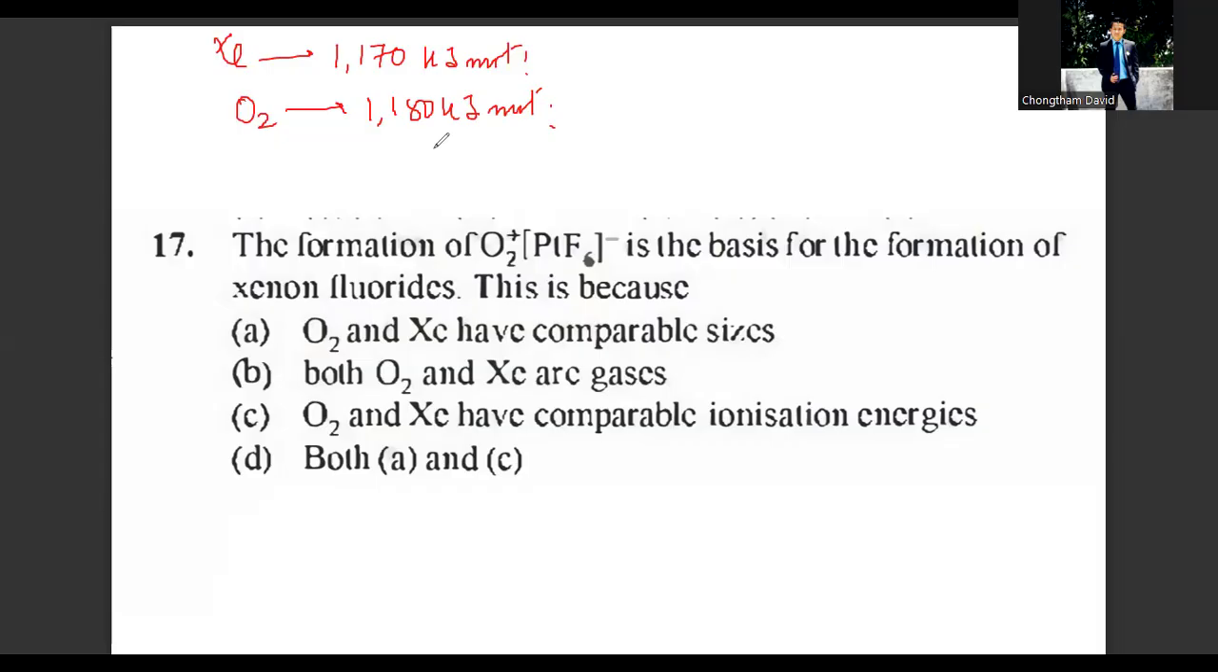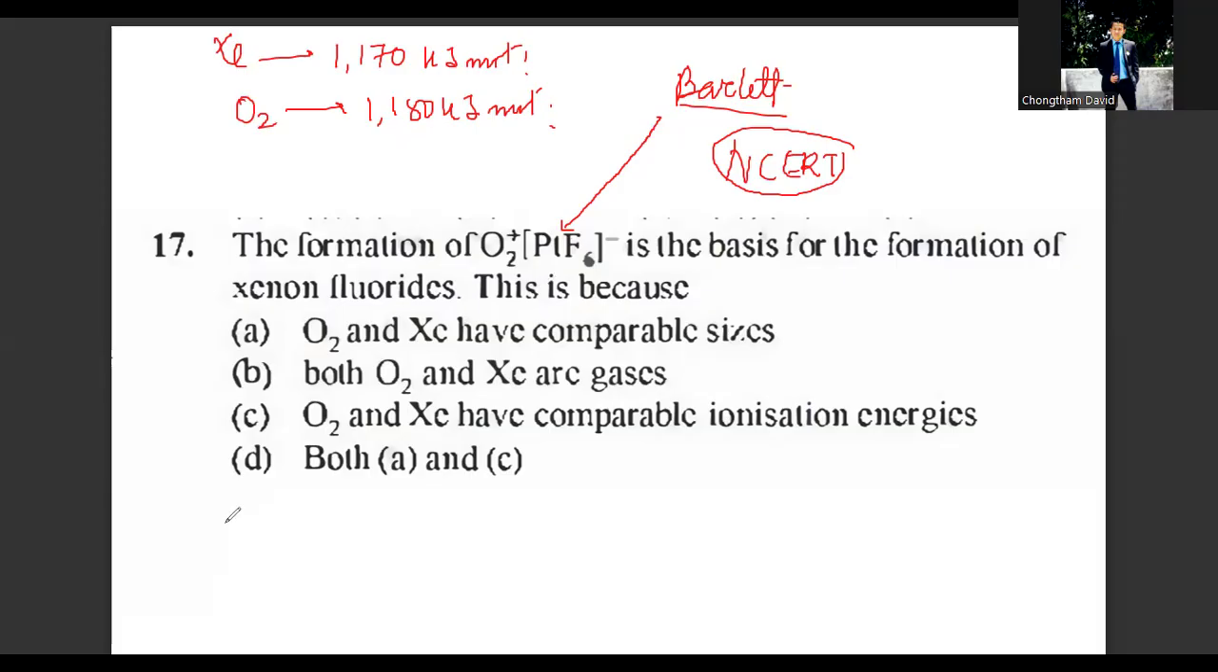So based on the above similarities, there is a scientist called Mr. Bartlett, who prepared this salt. He suggested that since oxygen combines with platinum hexafluoride, xenon should also form similar compounds with platinum hexafluoride. I think this is mentioned in your NCERT. Read the textual part thoroughly and you will find this. So reading NCERT is very important for your NEET exam.